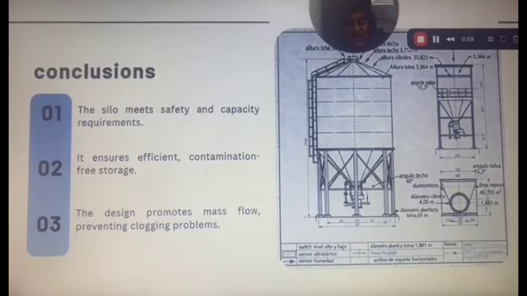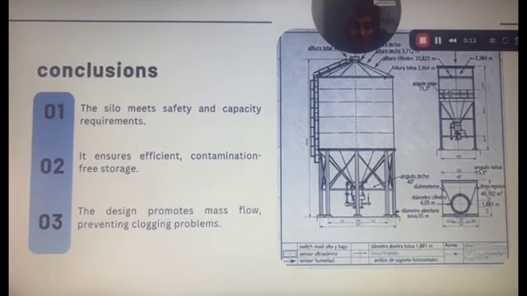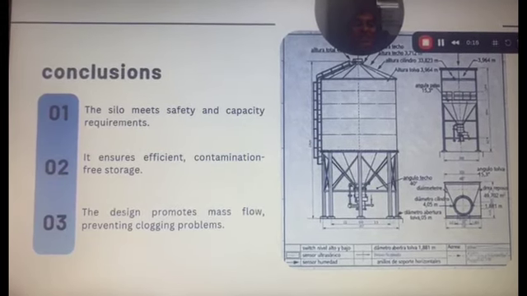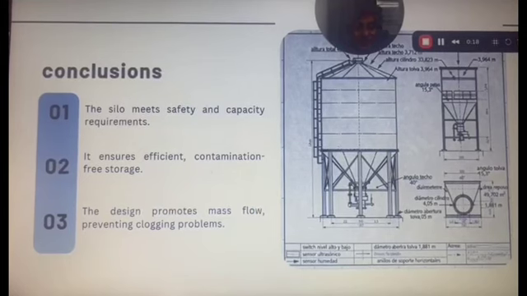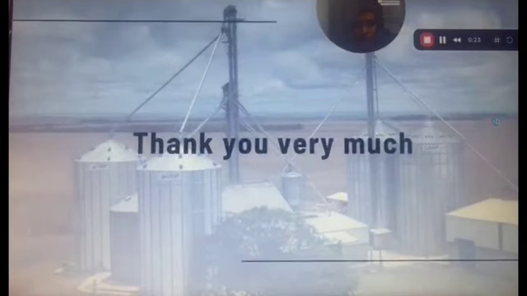First, the silo is safe, consistent with the requirements, capacity, and applicable standards. In addition, the design can guarantee mass flow, avoiding blockage. That's it. Thank you very much.